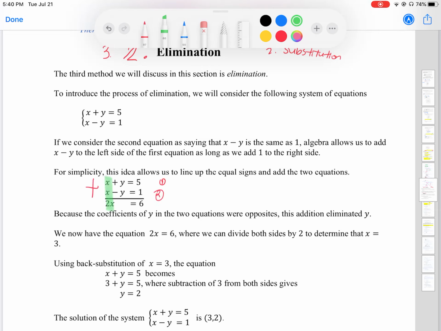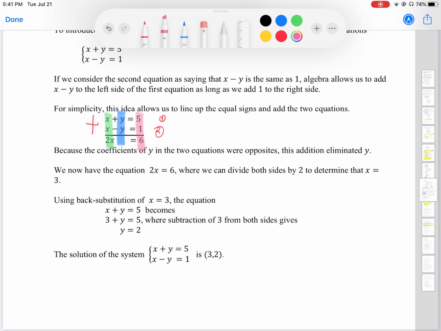So we can go ahead and add our x's, add our y's, and add our constants. We see that x plus x is 2x, and in the middle we have y minus y, that adds up to be 0, and lastly we have 5 plus 1 is 6. Because coefficients of y in the two equations are opposites, this addition eliminated y. We now have the equation 2x equals 6, where we can divide both sides by 2 to determine that x equals 3.